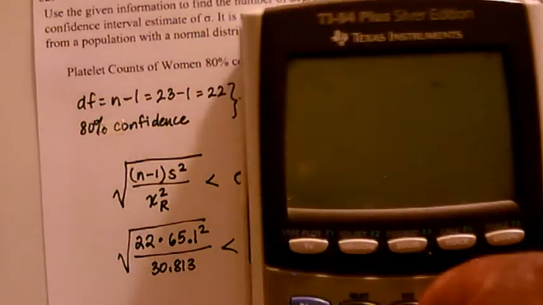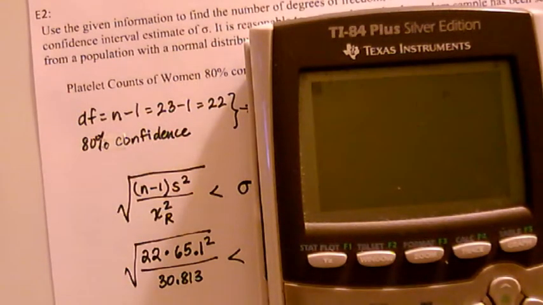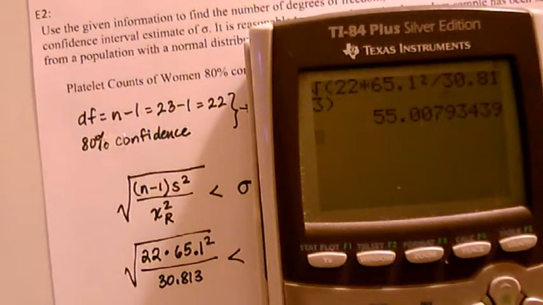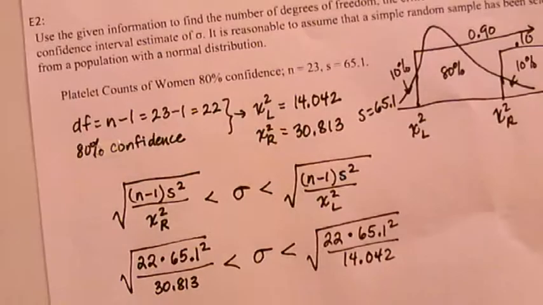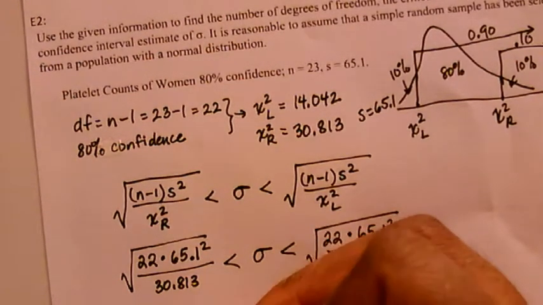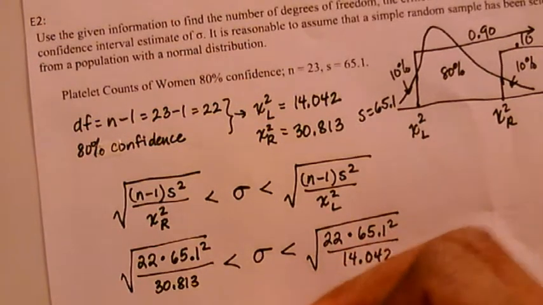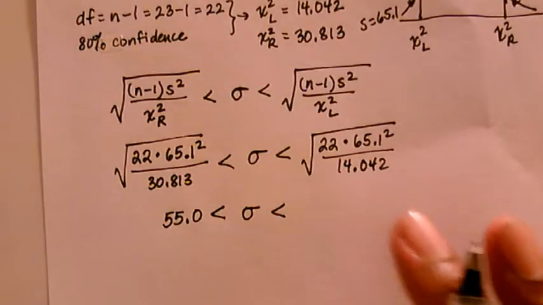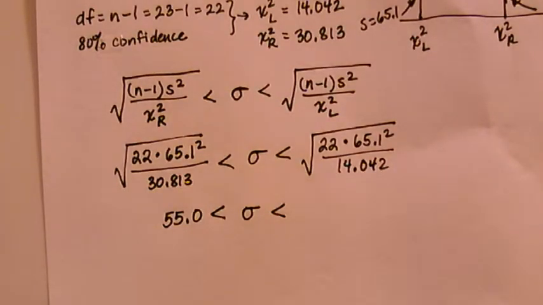Now in this case, we do the square root of 22 times 65.1 and then squared, divided by 30.813. Close parentheses, hit enter, you're going to get 55.0. Because our standard deviation is rounded to 1 decimal place, we round our limits to 1 decimal place. So that's 55.0, less than sigma, and less than.